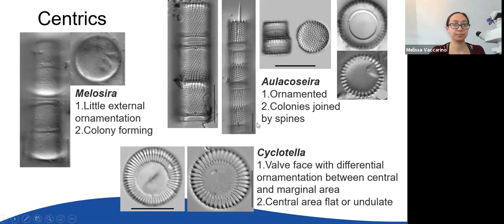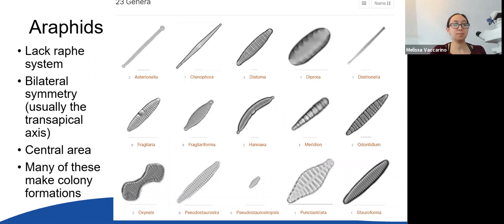Araphids lack the raphe system and they have bilateral symmetry, usually to the transapical axis. You'll again want to look closely at the central area and see how these differ. And many of these will make long colonies when they're alive and make intricate, beautiful looking colonies. And you'll see some in clean slides, some remnants, sometimes the colonies will stick together.